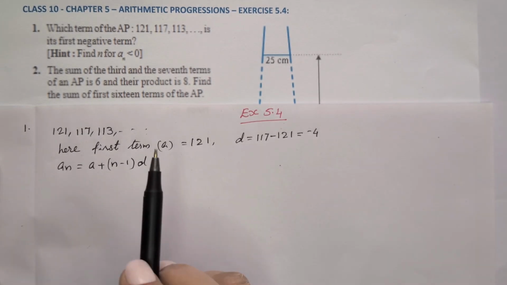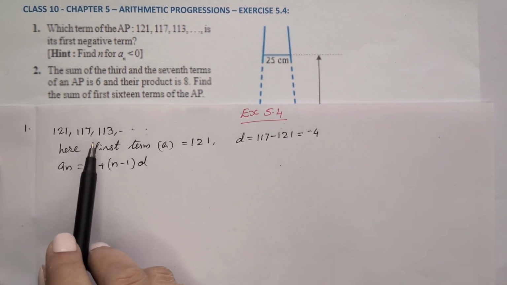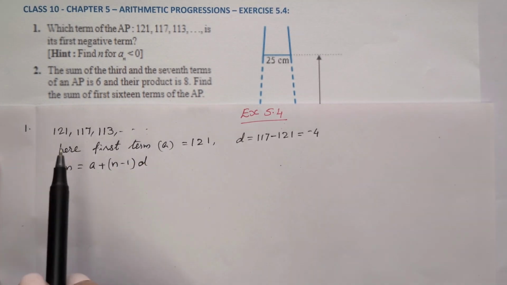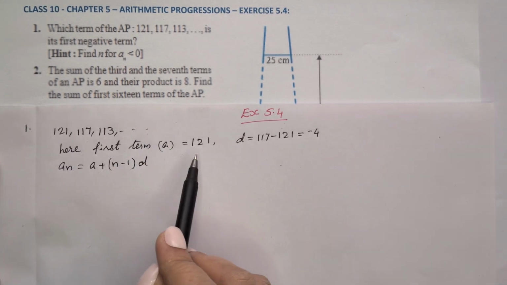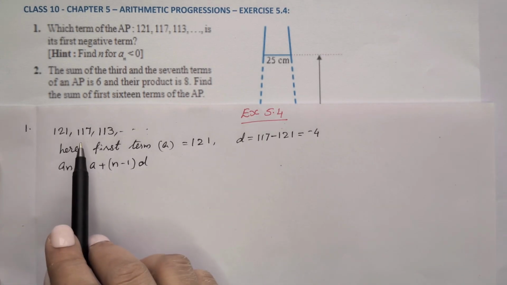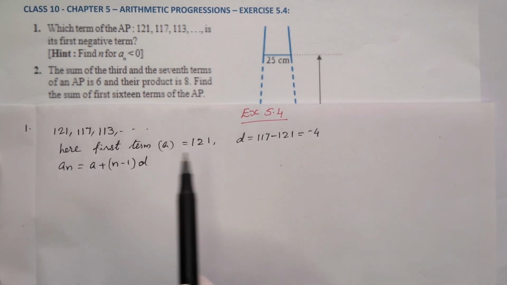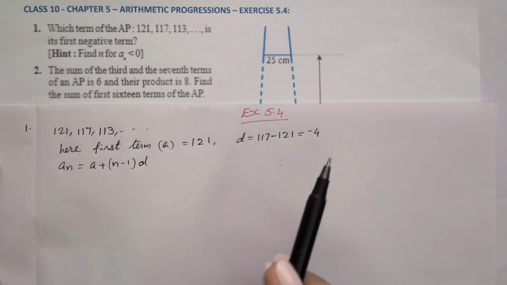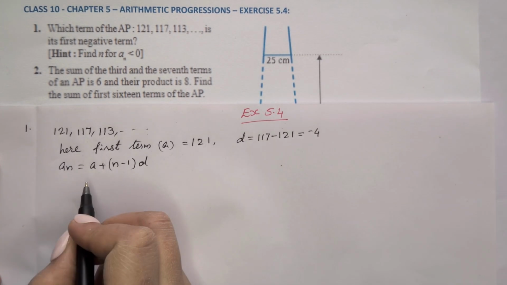Exercise 5.4. First question. Which term of the AP 121, 117, 113, etc. is its first negative term? So here the first term a is equal to 121 and the common difference d is second term minus first term, 117 minus 121. That means minus 4. Then the nth term an is equal to a plus n minus 1 into d.